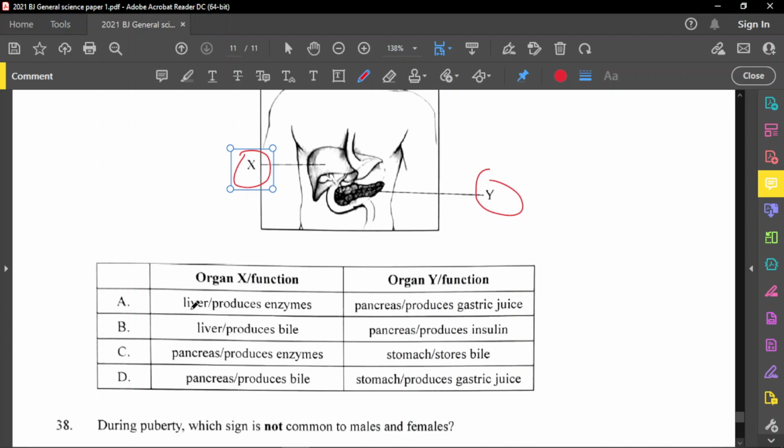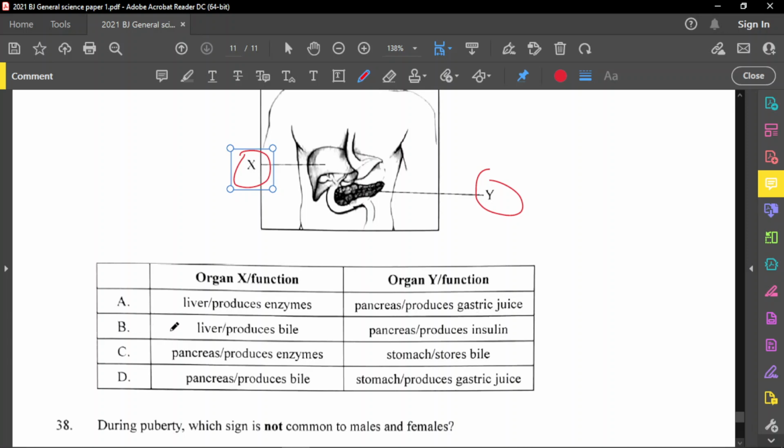That is liver, it produces enzymes. No, the liver doesn't produce any enzyme though. That's the bad part here. It doesn't produce any enzyme at all. The pancreas is actually Y, but it's not producing gastric juice. Gastric juice is produced within the stomach.